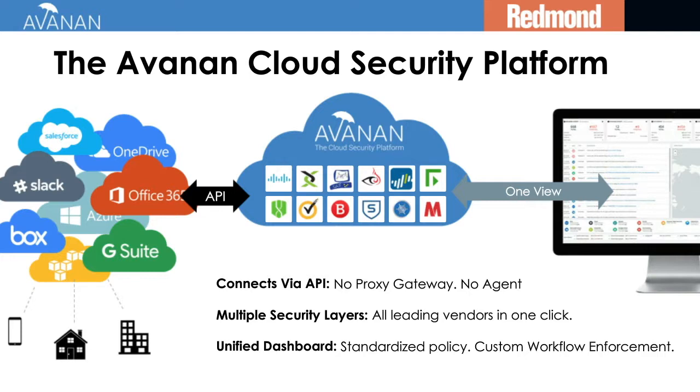Just to, in brief, and I'll go into more detail about how we work, we are a cloud-based security platform, and we connect via API to whatever SaaS or infrastructure as a service you're using. So in this case, Office 365. Because we connect via API, there is no need to redirect traffic. There's no gateway, no agent. Your users connect directly to Office 365, and we connect exclusively to the cloud.